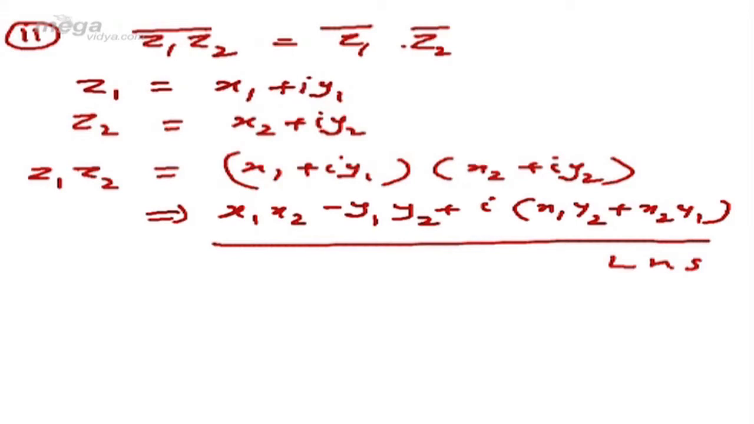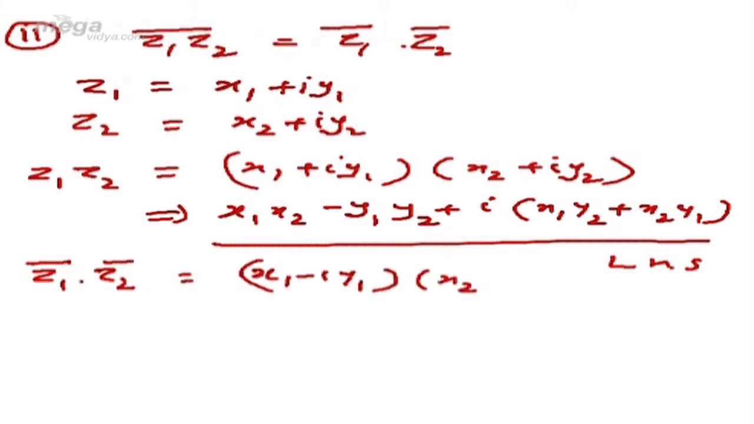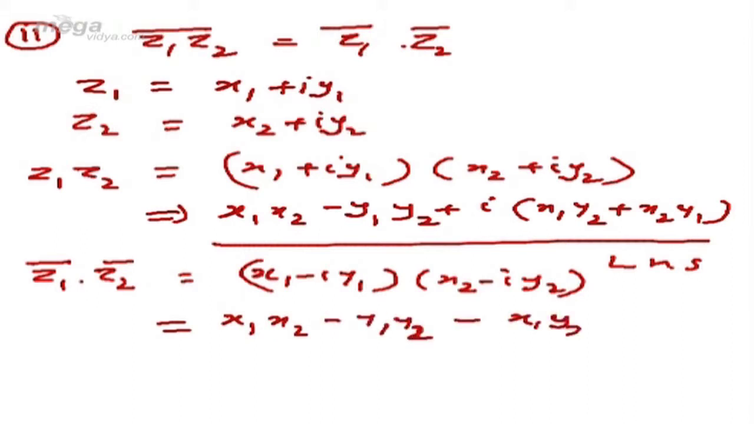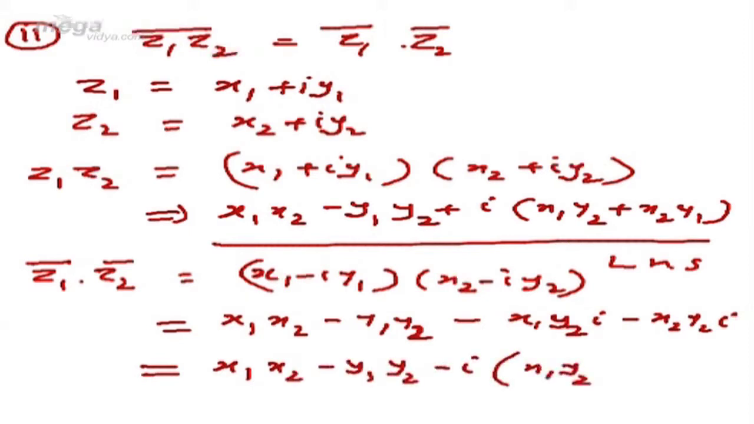Now we come to the right hand side of the property, that is z1 bar into z2 bar. z1 bar is equal to x1 minus iy1 and z2 bar is equal to x2 minus iy2. If we multiply x1 minus iy1 into x2 minus iy2, you will get x1x2 minus y1y2 minus x1y2 into i minus x2y1 into i. You will get x1x2 minus y1y2 minus i times (x1y2 plus x2y1). So LHS is equal to RHS. So the property is proved.